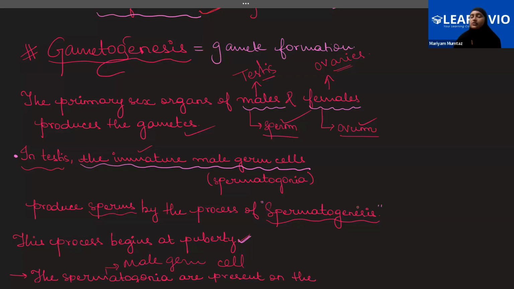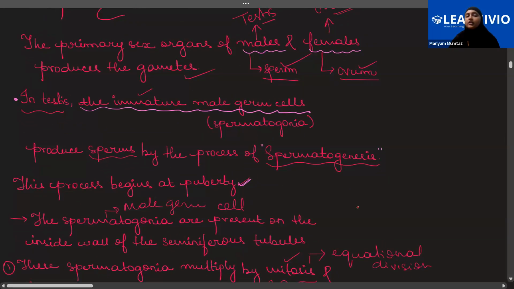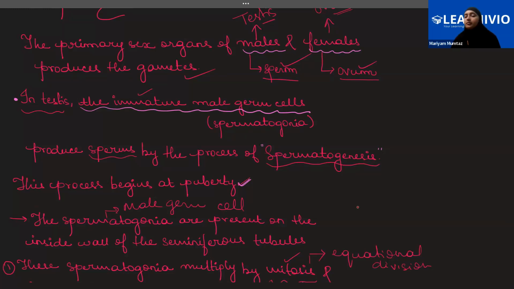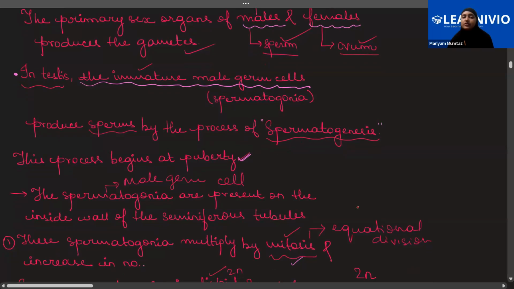The primary sex organs of males and females produce the gametes, that is sperm and ovum. In testes, the immature male germ cells, that is spermatogonia, produce the sperm by the process of spermatogenesis. Spermatogenesis means formation of sperm, and the sperms are formed by the spermatogonia, which is the male germ cell.